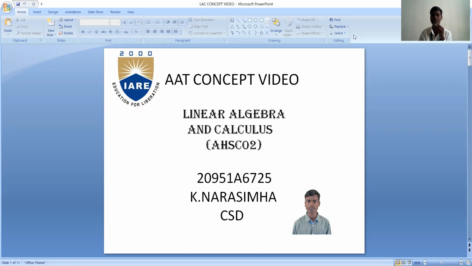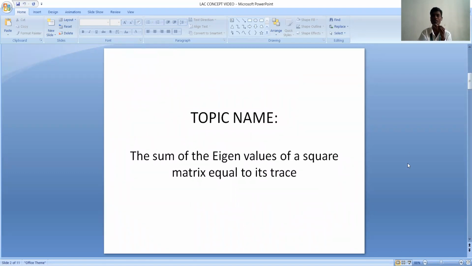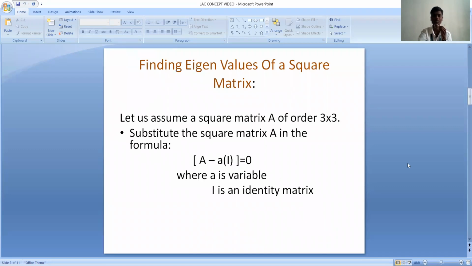Today, as a part of my subject linear algebra and calculus, I want to explain a topic: the sum of eigenvalues of a square matrix is equal to the trace of the matrix. This is a proof of eigenvalues. I want to prove it today.